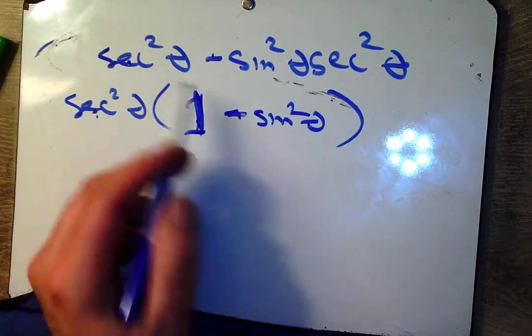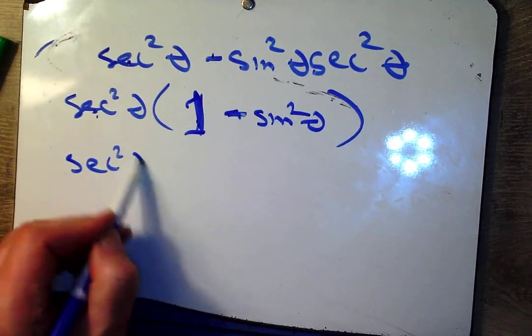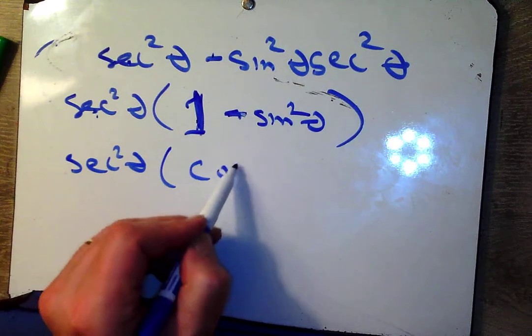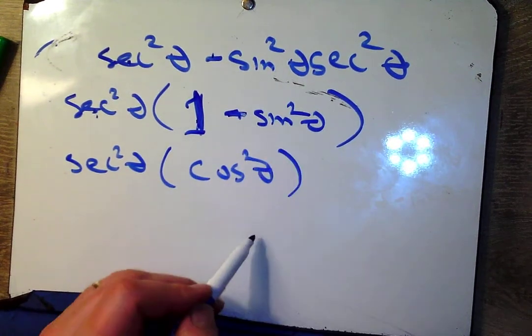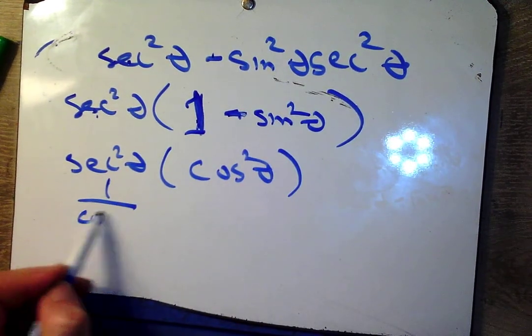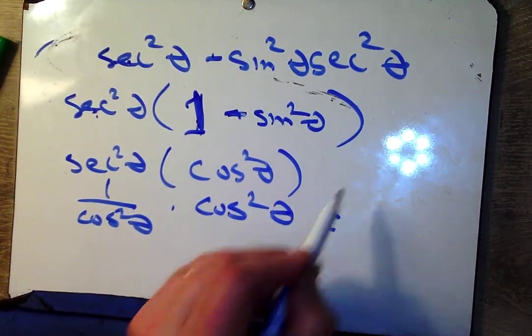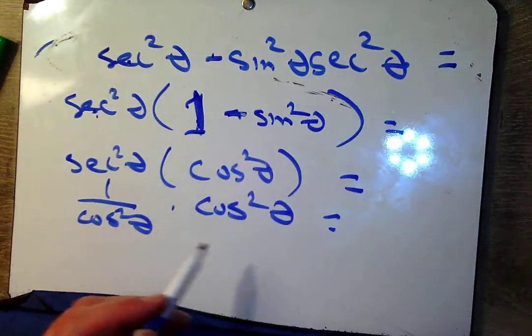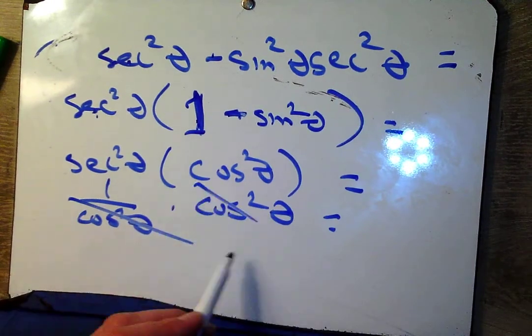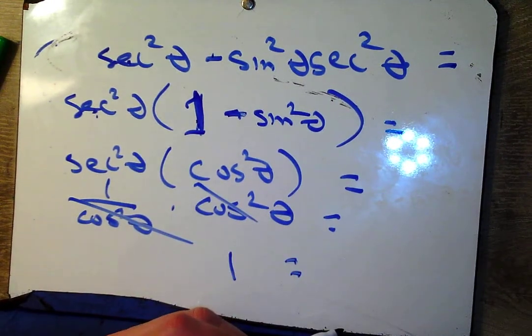And now what about this? What is 1 minus sine squared? That's right, that's cosine squared. Hey, isn't secant squared 1 over cosine squared? It sure is. And so, those will cancel. Okay.